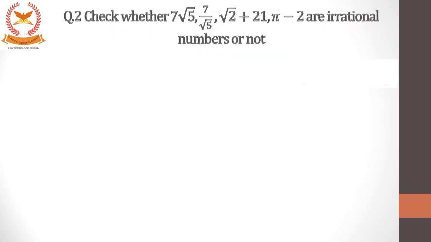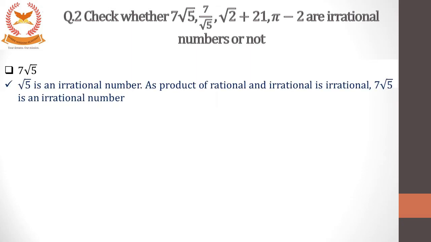Next, check whether 7 root 5, 7 upon root 5, root 2 plus 21, pi minus 2 are irrational numbers. तो अगर आप पहला नंबर देखोगे 7 root 5, तो यहाँ पे आपको क्या दिख रहा है? It is a product of rational and irrational number, correct? 7 is a rational number and root 5 is an irrational number. और हमने प्रीवियस सेशन में ये डिस्कस किया हुआ है, प्रोडक्ट ऑफ रैशनल एंड इरैशनल इज ऑलवेज एन इरैशनल नंबर, राइट?